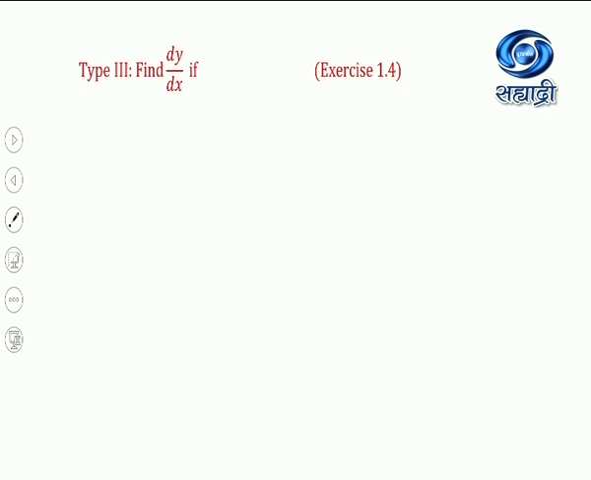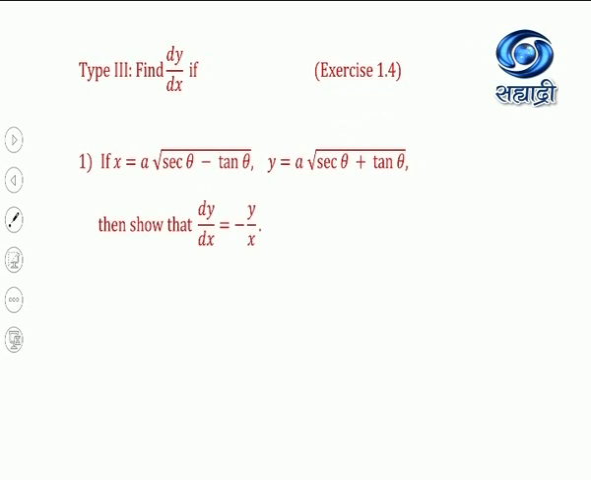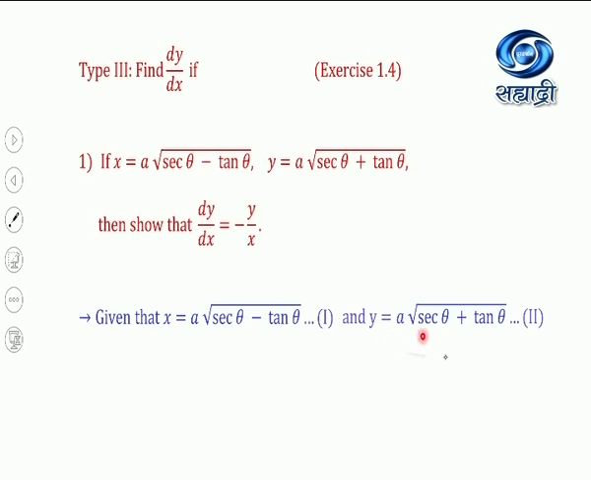Now to see the third type, find dy by dx, also from the same exercise 1.4. Example number 1: x equal to a into under root sec theta minus tan theta, and y equal to a into under root sec theta plus tan theta. Then show that dy by dx is equal to minus y upon x. First we write the given thing: x equal to a into root of sec theta minus tan theta, we denote it by equation 1. Same thing here, y equal to a into root of sec theta plus tan theta, we denote it by equation 2.